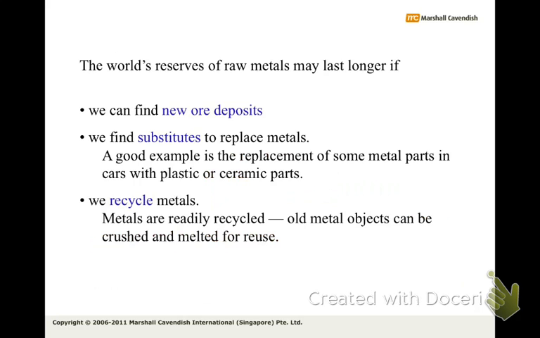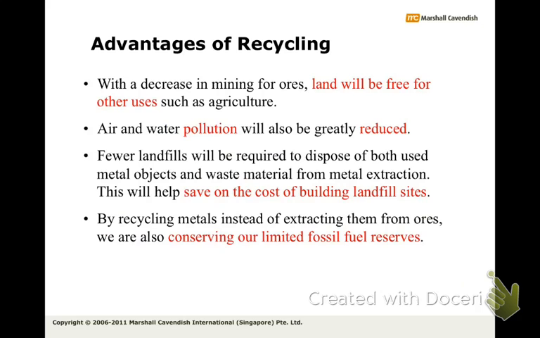So they recycle it. Now the advantages of recycling are numerous. Of course, with a decrease in mining for ores, obviously you're reusing it. You don't need to mine for ores anymore. Your land will be free for other uses, such as agriculture, farming, making houses, or just conserving the environment.